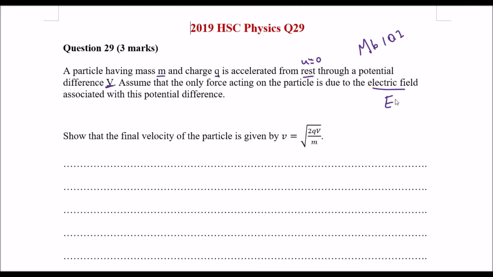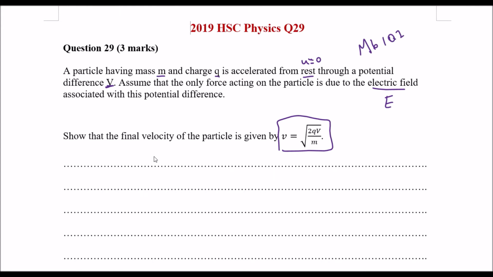So E here, that's associated with the potential difference. Show that the final velocity of the particle can be given as this value here. Okay, so there's a couple of things we can unpack.